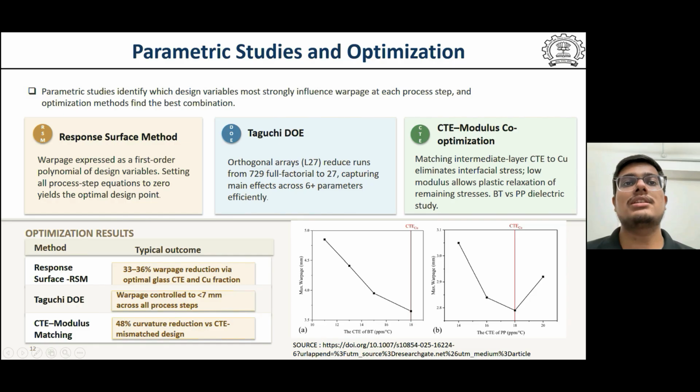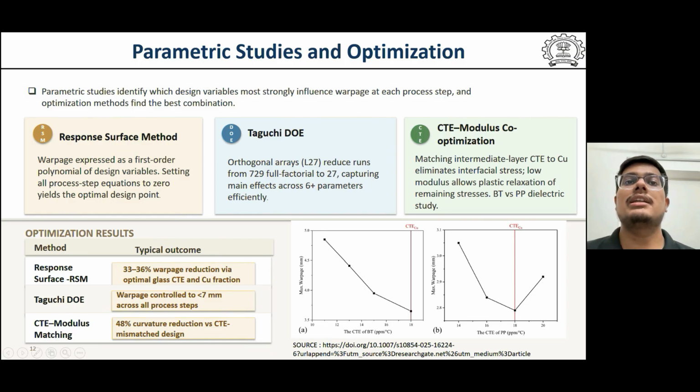Here we reduce the stress by matching the CTE with copper and use a lower modulus material to allow stress relaxation. Now coming to the results, the RSM gives about 33 to 36% reduction in warpage. Taguchi keeps the warpage below 7 mm across the steps. The CTE modulus matching gives up to 48% reduction in the curvature. Finally, we come to the plot. It shows the warpage versus CTE.